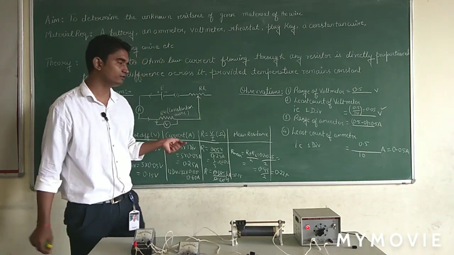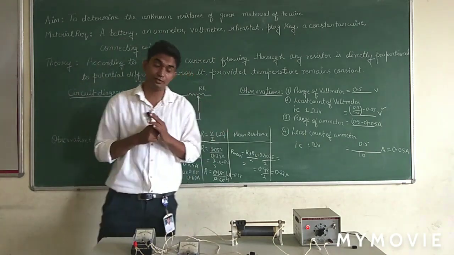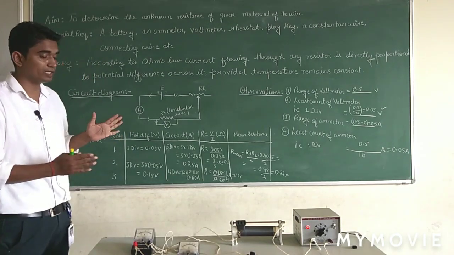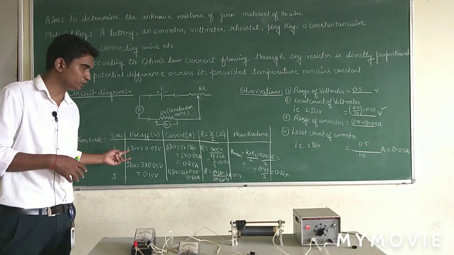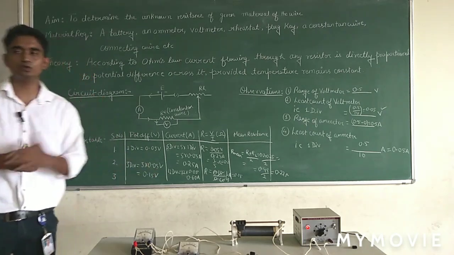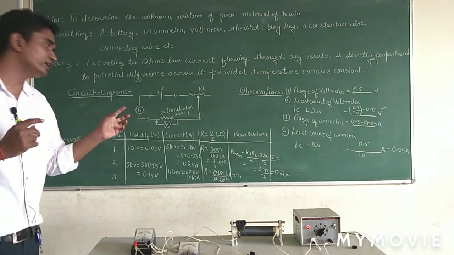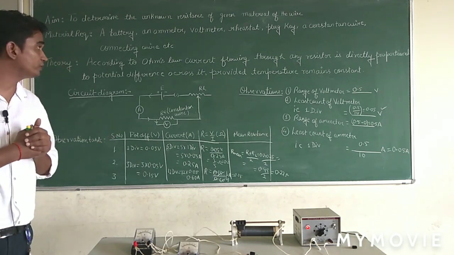We can plot a graph, and we will obtain a nearly straight line. It will not be exactly a straight line, because the more readings we take, the more accurate it will become. I have taken 2. Similarly, we can take at least 4 to 5 readings to obtain a value that is near to the actual one. I hope you have understood.